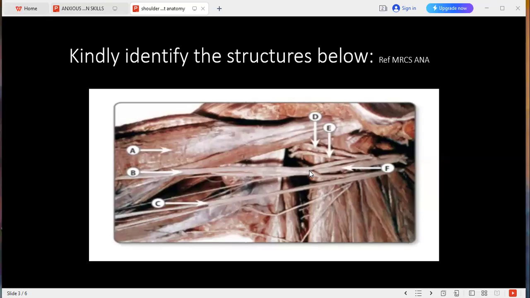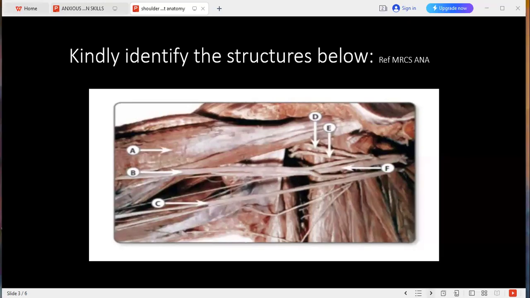In Erb's paralysis, you will find a waiter's tip hand deformity, which is caused by an adducted and internally rotated arm and extension of the forearm. There will be sensory loss over the lateral part of the arm and forearm, the radial side of the arm and forearm.